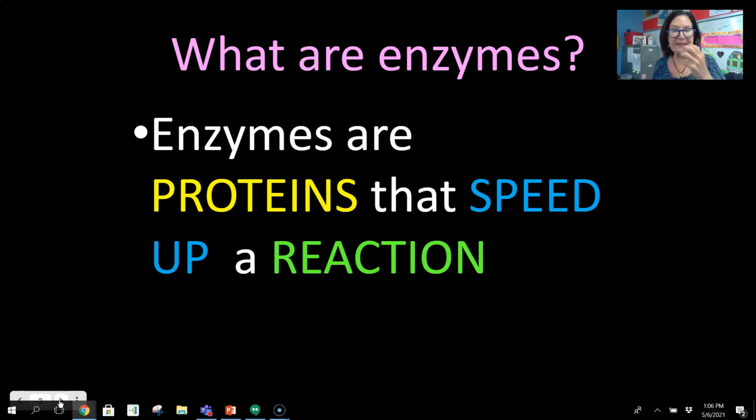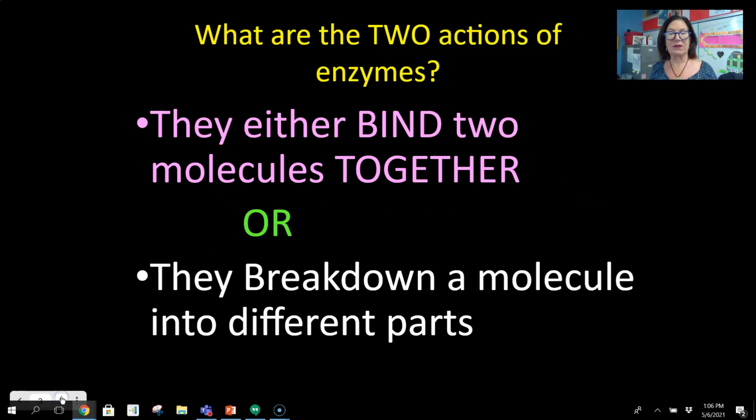Okay, so enzymes are proteins. Remember, they're proteins that speed up a reaction. Enzymes are proteins. This is important, right? So they're made through transcription and translation. Not all of those are enzymes, but some of them are.